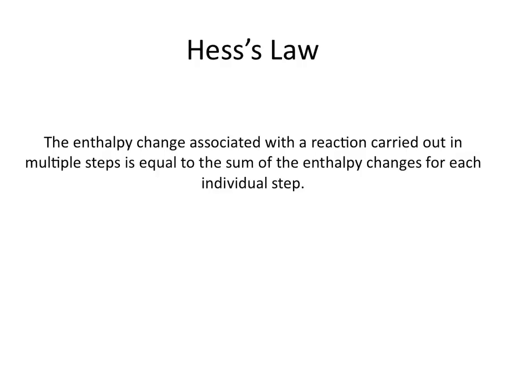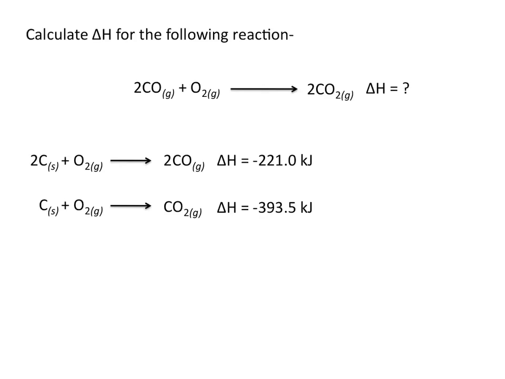Hess's law states that the enthalpy change associated with a reaction carried out in multiple steps is equal to the sum of the enthalpy changes for each individual step. So let's look at an example. Calculate delta H for the following reaction: 2 carbon monoxide plus O2 goes to 2 carbon dioxide. And we'll calculate delta H for this reaction given the two reactions below and their delta H values.